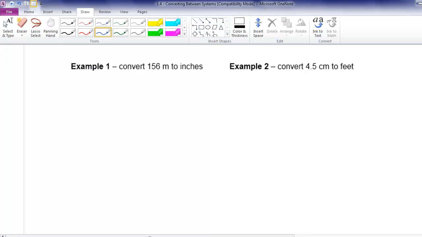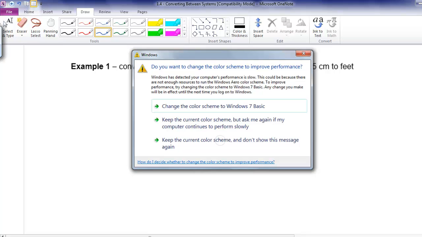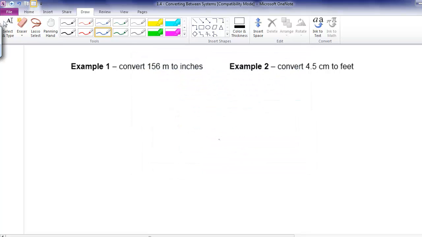Okay, let's do the first one. We want to convert 156 meters to inches. So first of all, a meter is the distance to a doorknob, and that is much bigger than an inch, the width of your 2 fingers. One of the things we want to recognize is that these units do not match. Meters match yards or feet, inches matches centimeters and millimeters.